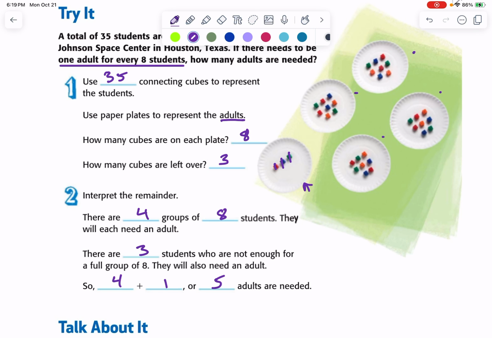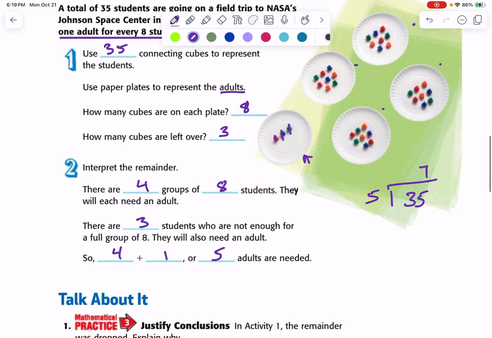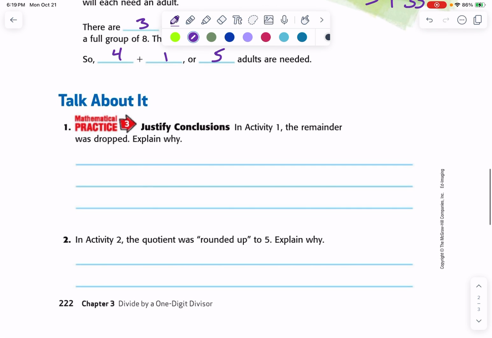Now that we have figured out how many adults we need to take the class to this field trip, let's think about this. Does it seem weird that we know we have to have 5 adults, but do they have to be 4 groups of 8 and 1 group of 3? Well, now that we know how many adults and we know how many students, let's redistribute them. 5 times what is 35? 7. So we could actually have 5 groups of 7. But we did need to figure the problem out the other way first, because there's this thing called ratios in education.